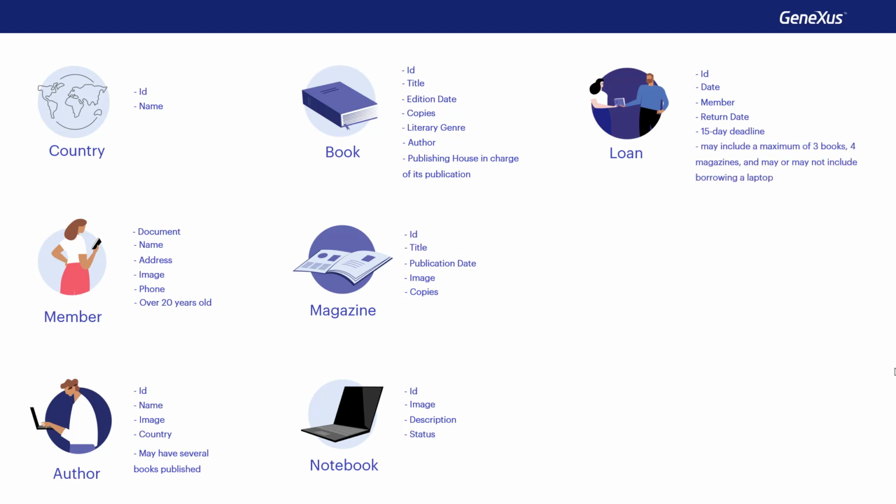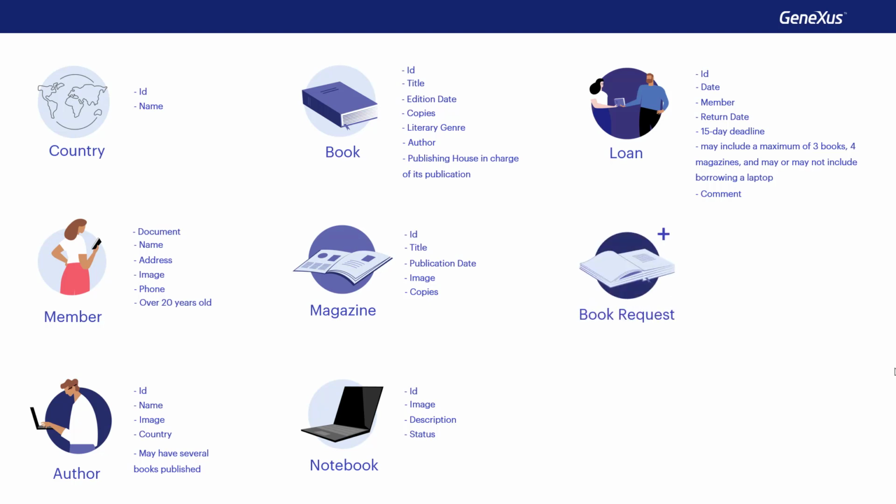They may include a maximum of 3 books, 4 magazines, and may or may not include the loan of a notebook. Only 1 copy of each publication may be checked out, and it's possible to enter any comments considered necessary at the level of each copy's loan. In other words, a damaged cover, missing pages, and so on. In addition, the date on which a new loan is recorded is always the current date, and it must not be possible to change it.